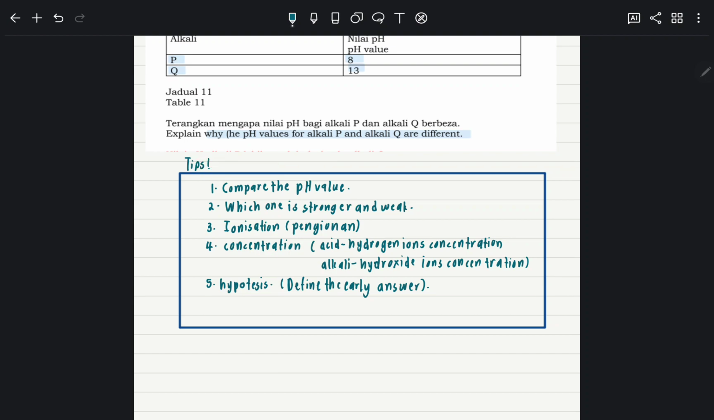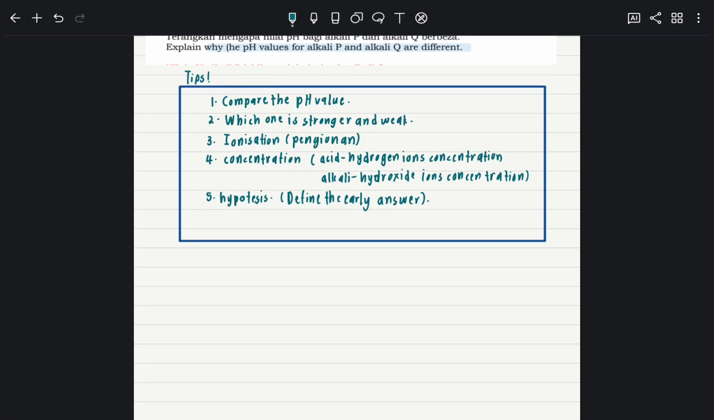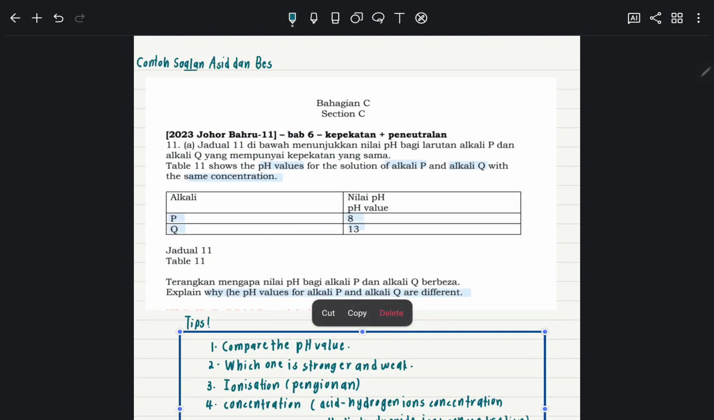Okay, I've finished giving you the tips. Now I'm going to answer accordingly. The first thing I said is we have to compare the pH value. Try to see the pH value. Which one do you think is greater, 8 or 13? Because this is an alkali, the further you go, the greater it is. Do you understand? Or in simpler words, let's say this is your pH scale.